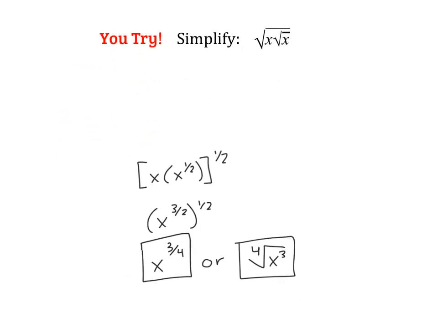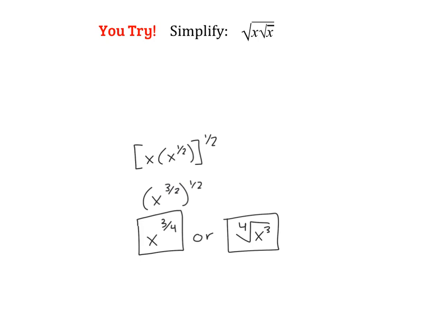Okay, let's check our work. So here you can see that I turned the entire radical into exponent 1/2, and then within my radical I turned this guy into x to the power of 1/2, and then I multiplied these two terms by adding my exponents. 1 plus 1/2 is 3/2, and then remember the rule for raising an exponent to an exponent is to multiply. 3/2 times 1/2 is 3/4. So you can leave it like this, or you can say the 4th root of x cubed.